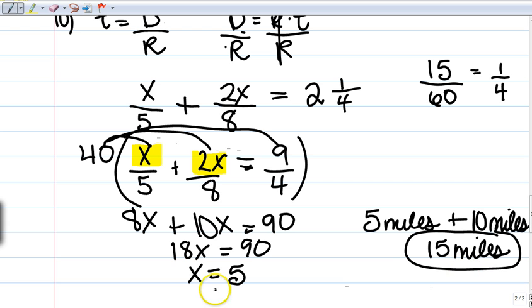So if you notice, x wasn't the final answer. We had to go back and plug it in to find out what our actual distance was.